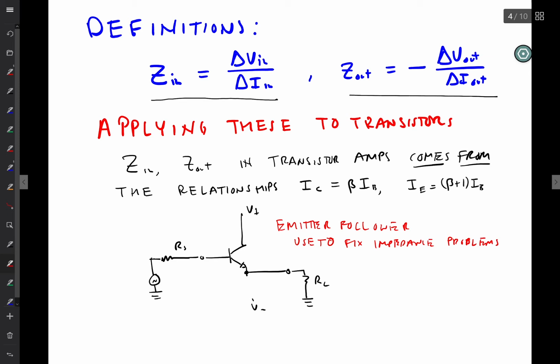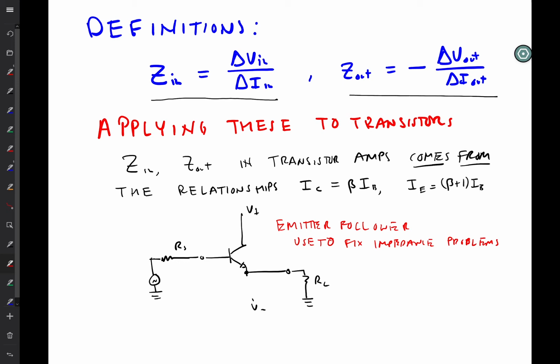Now, the input impedance of an emitter follower is pretty much the same as the input impedance of the other kind of transistor amplifier that we have, which is the common emitter or voltage amplifier. So part of this will apply to that amplifier as well. However, the output impedance of the common emitter amplifier is different than the output impedance of an emitter follower.